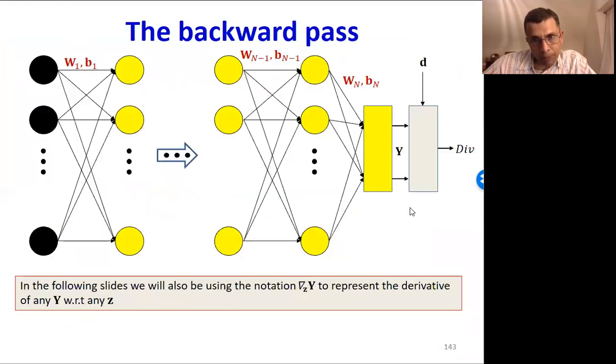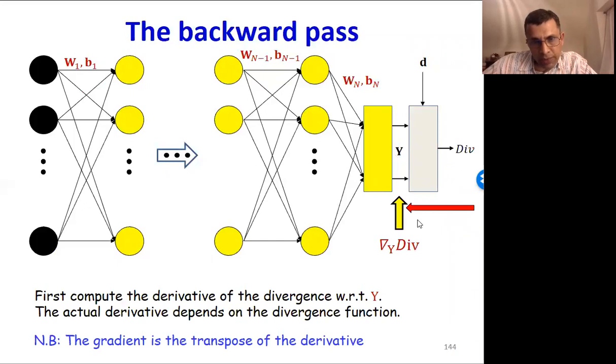So here is backprop. I'm going to use this notation nabla yz to represent the derivative of y with respect to z in a generic sense, just for the purpose of illustration. So let's say we've performed the forward computation. We have the output of the network. We have computed the divergence. First, we compute the derivative of the divergence with respect to the output of the network. If the output is an n-dimensional vector, then y is n cross 1. So this derivative is going to be 1 cross n. The actual derivative is going to depend on the nature of the divergence function.